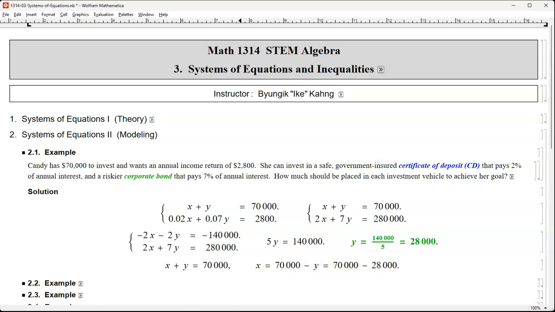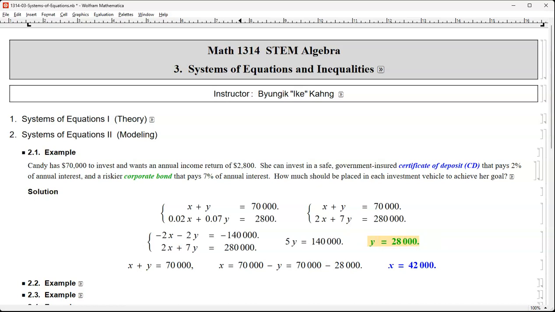So if I do that, what do you get? 70,000, so 7 minus 2, 5. And then one more, and then 8, so 42,000. So 42,000 on CD and 28,000 on corporate bond. That's the conclusion I get.